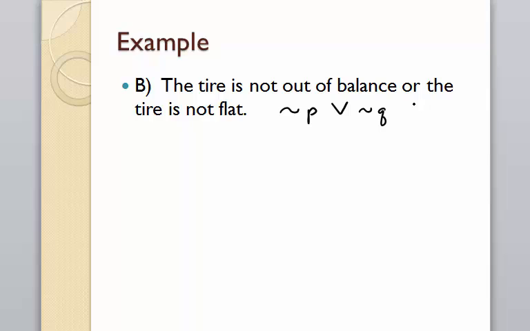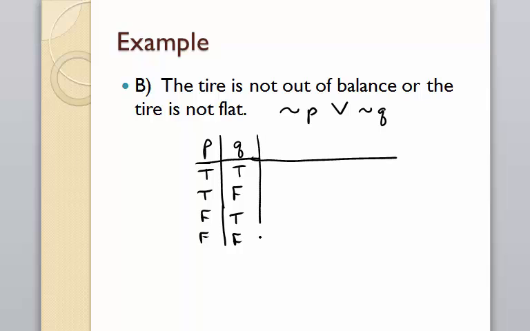So let's set up a truth table for this one. Again, we'll start with our same four values for the P, and then we'll alternate for the Q. We'll do the negation of P, we'll do the or, and the negation of Q. For the negation of P, we're going to do the opposite of the P values. So we'll have false, false, true, true. For the negation of Q, we'll do the opposite of the Q values. So false, true, false, true. And then we'll do an or in between.